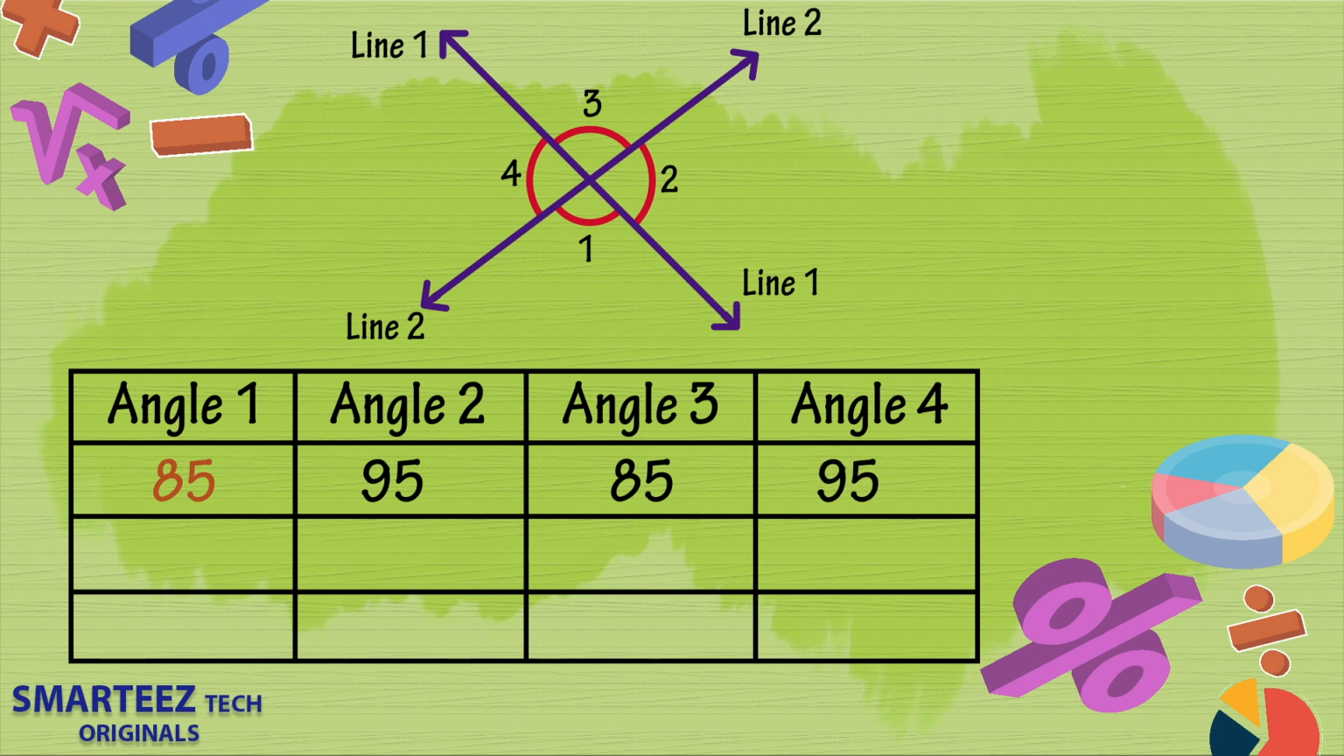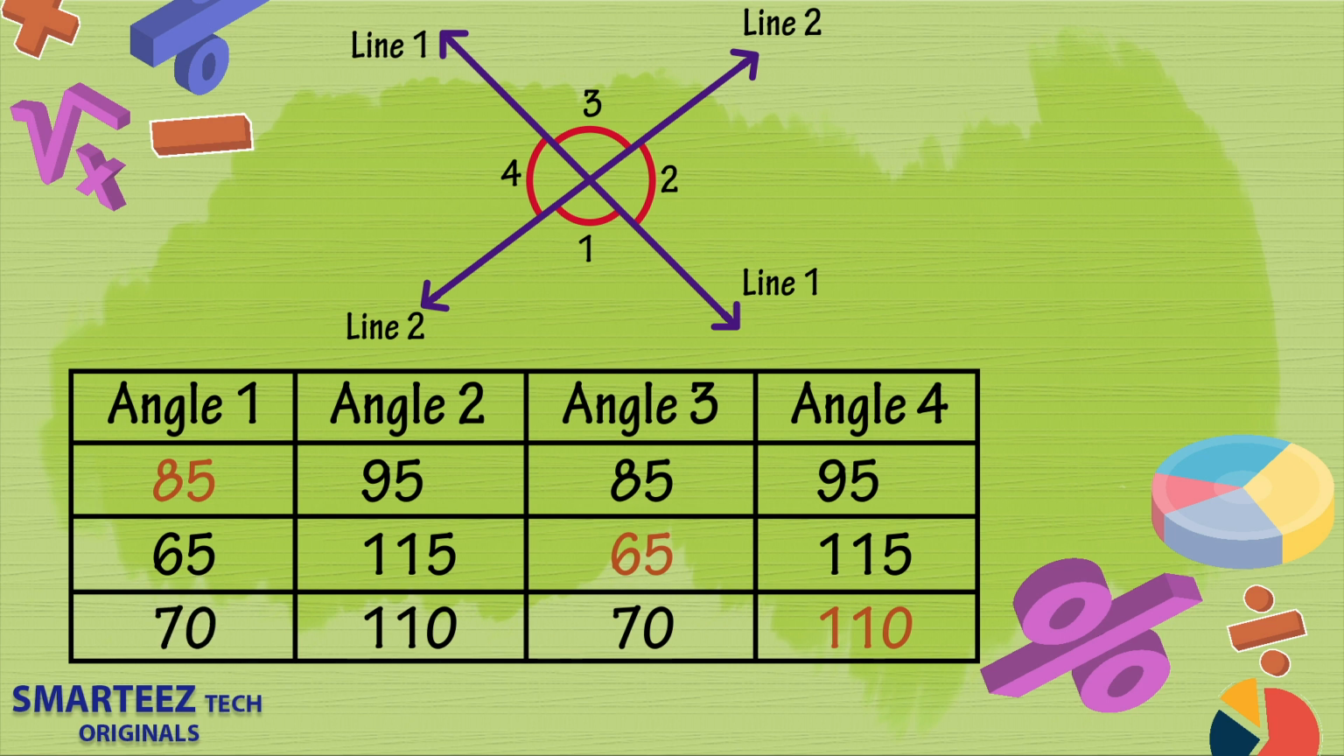In the second row, the given angle is angle 3, which is 65 degrees. So vertical angle, angle 1 is also 65 degrees. Linear pair angle, namely angle 4, will be 180 minus 65, which is 115 degrees. Angle 2 is vertical angle to angle 4 and is 115 degrees. In the third row, angle 4 is given as 110 degrees. So vertical angle, angle 2, is also 110 degrees. Angle 3 will be 180 minus 110, which is 70 degrees. And angle 1, which is vertically opposite to angle 3, will also be the same.